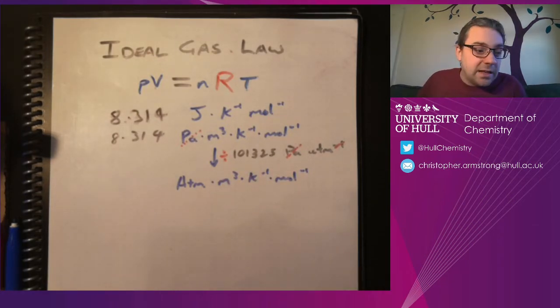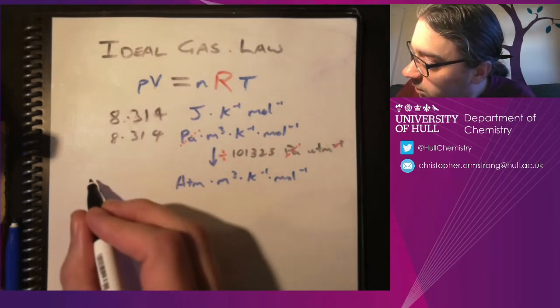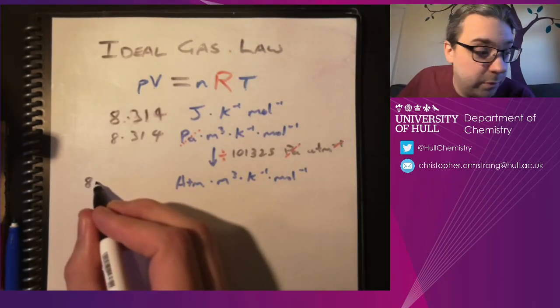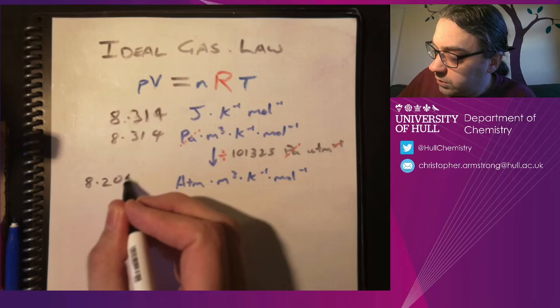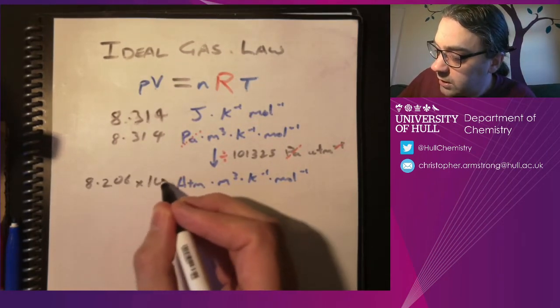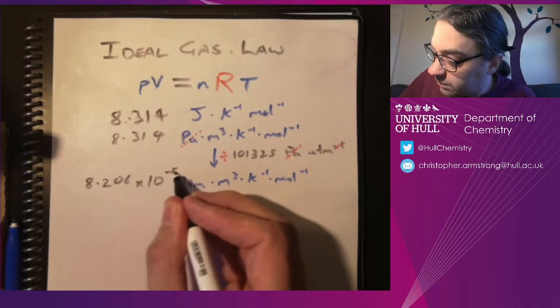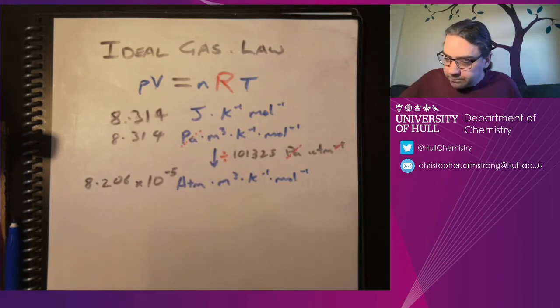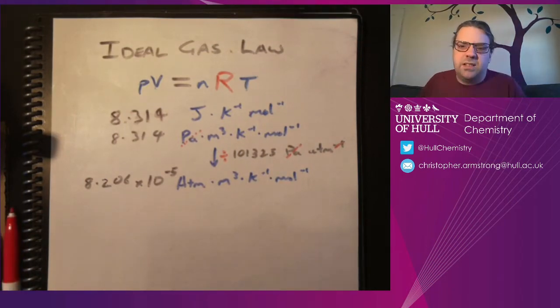So tap that into a calculator. You end up with actually quite a small number. It is 8.206 times 10 to the minus 5. It's quite a small number. But we don't necessarily need to stop there either.